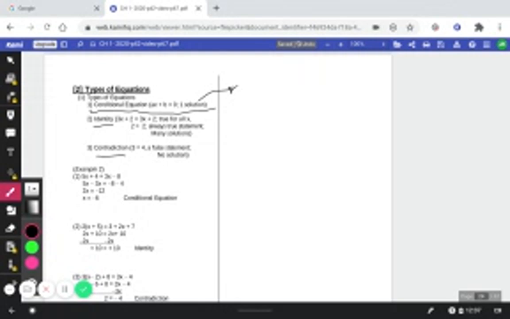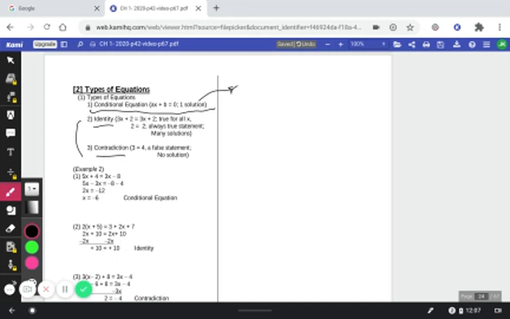Because in that equation, somehow x disappeared. Both of them, x disappeared, but the remaining becomes like 2 over 2, 2 is equal to 2. So for example, let's say you have 3x plus 2 is equal to 3x plus 2.